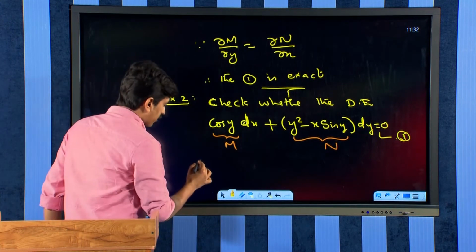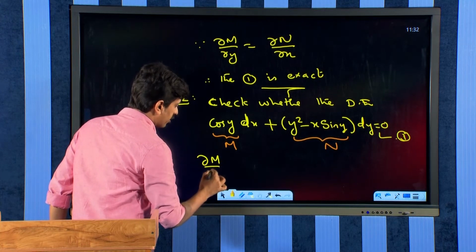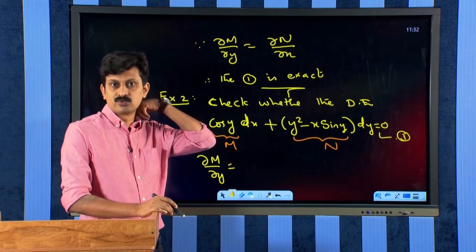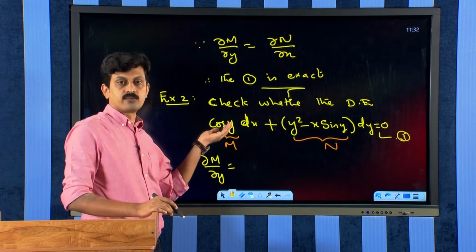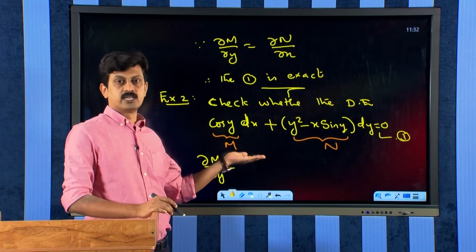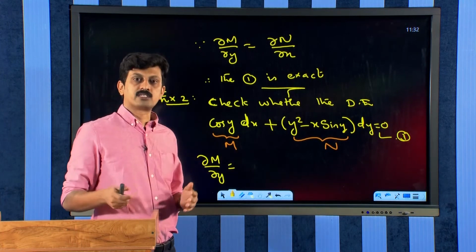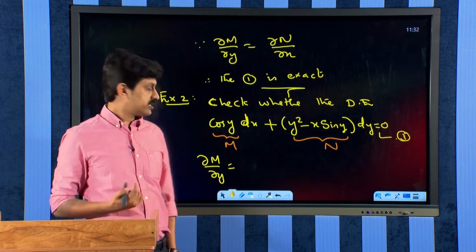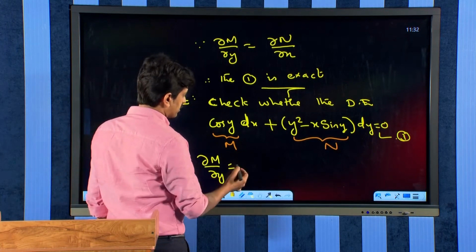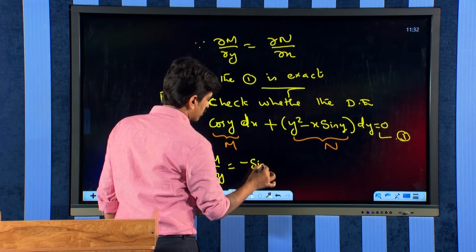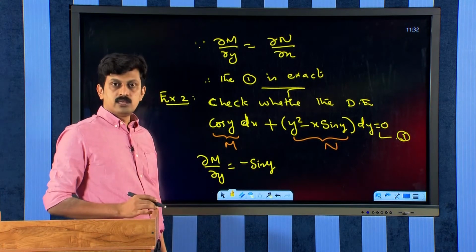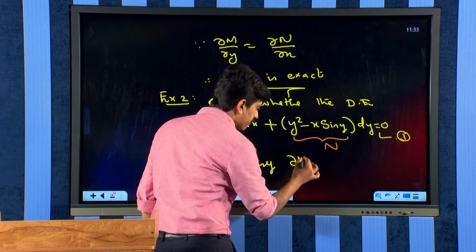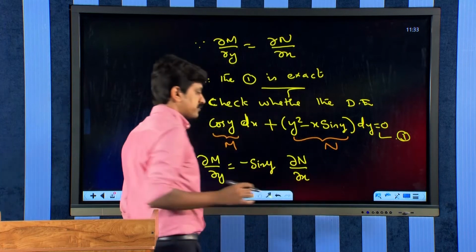So, we have to find ∂M/∂y. ∂M/∂y is the derivative of cos y, because only the function of y is there. Therefore, the partial differentiation is just like ordinary differentiation. So ∂M/∂y is equal to the derivative of cos y, that is equal to −sin y.